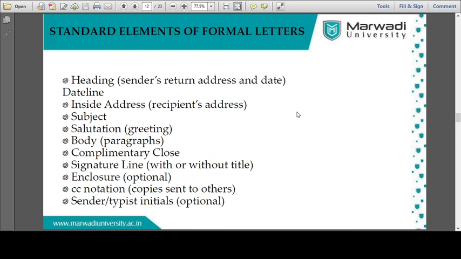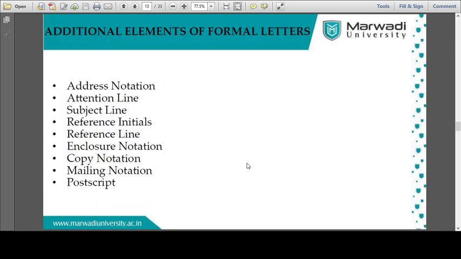So these are the standard elements of the formal letter. Now what is CC notation, and that I will tell you. Enclosure and sentence type is initial, as I told you. Now after this, we will see additional information and additional elements of formal letters.